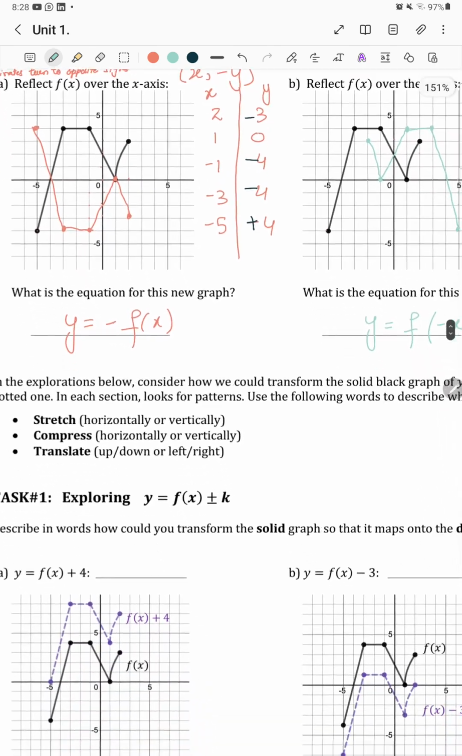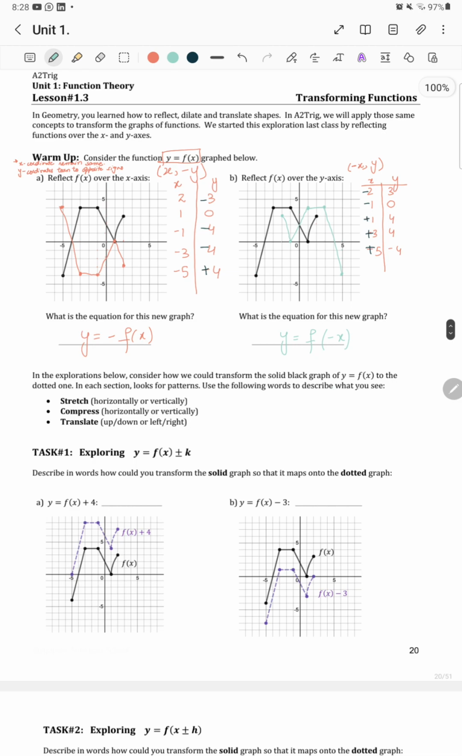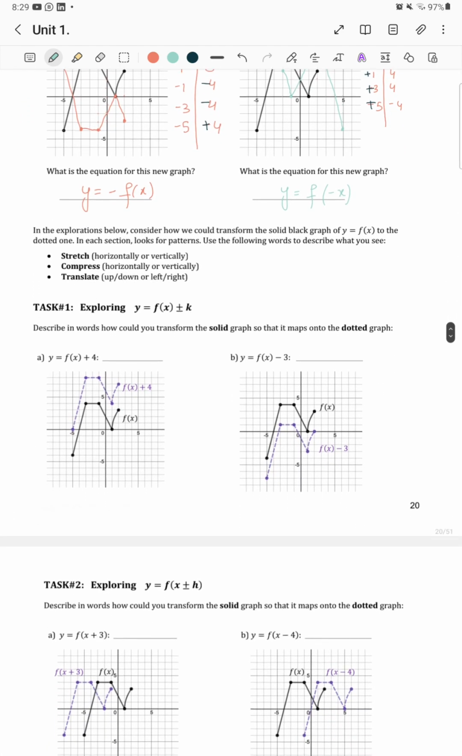Okay, in the explorations below, consider how we could transform the solid black graph y is equal to f of x to the dotted one. In each section, look for a pattern. Use the following words to describe what you see: stretch horizontally or vertically, compress horizontally or vertically, translate up or down. Task 1. Exploring y is equal to f of x plus or minus k. Describe in words how you could transform the solid graph so that it maps onto the dotted graph. We need to write the names.